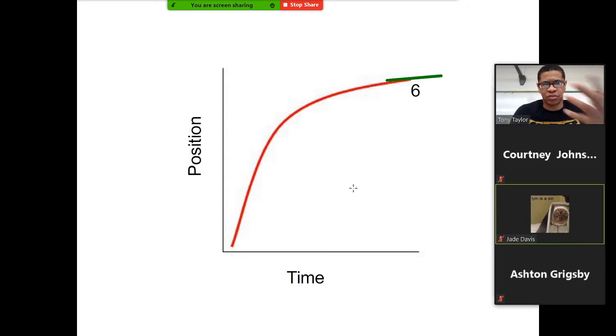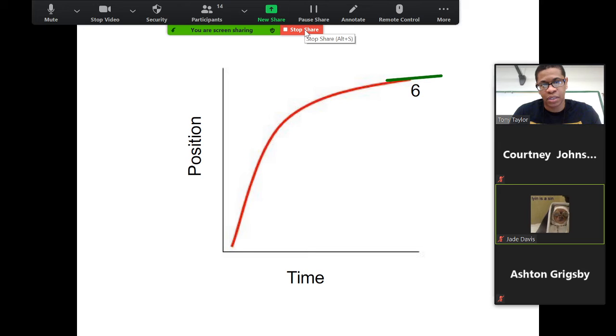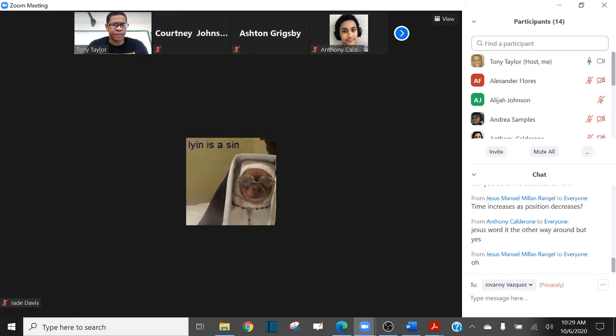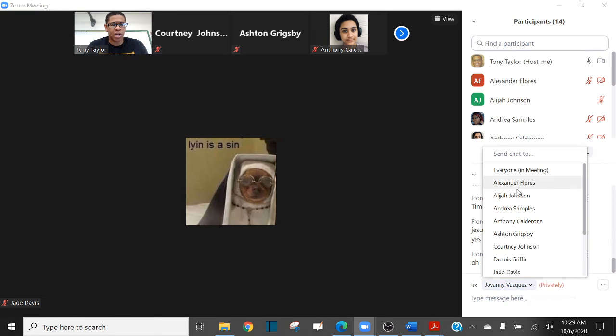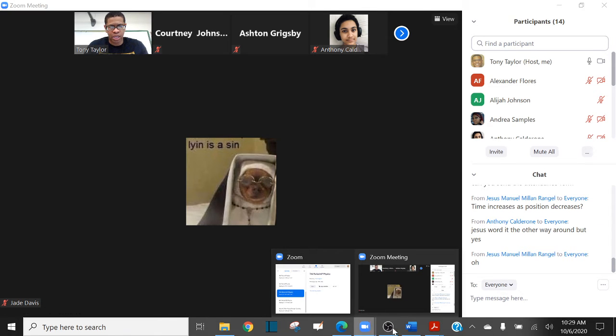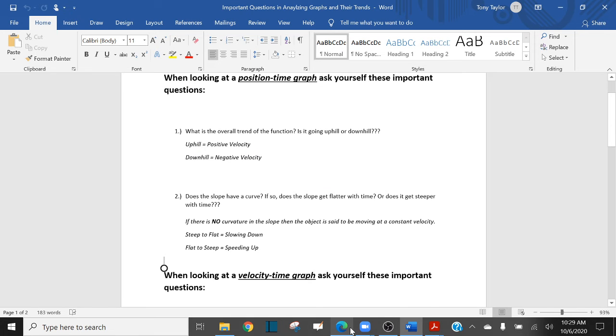And again, that's something you talk more about in calculus. I just wanted to throw that out there so that whenever you see that in calculus, you can make the connections back to physics. Okay. Any questions on position versus time graphs before we move on to velocity versus time graphs? And again, all of these rules will be in Schoology.